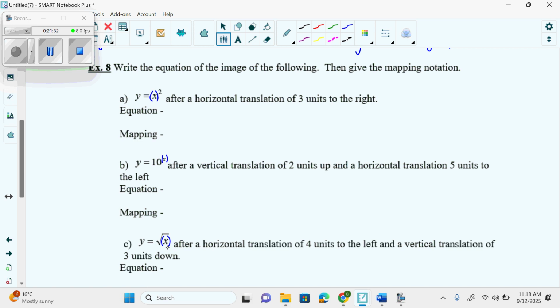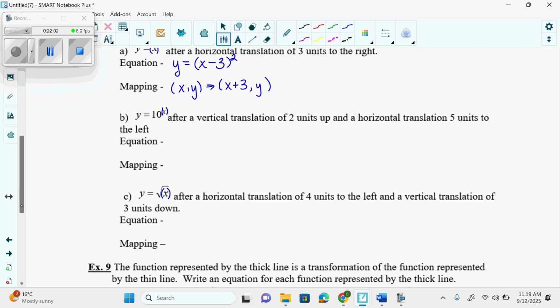So this is a horizontal translation 3 right. So I need to go with my x. X minus 3 squared. You can't put it back here, because if I put a minus 3 back here, that's actually 3 down. So it can't go back there for minus 3. Your mapping is 3 to the right, so we go xy becomes x plus 3, comma y. Words and mapping are the same.